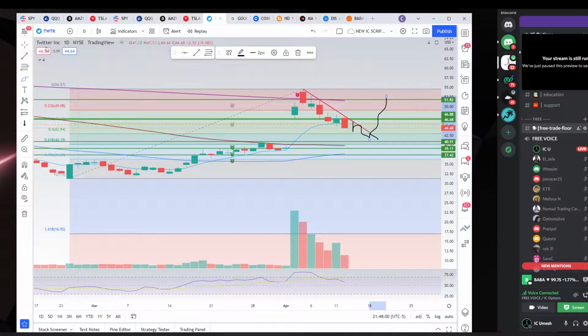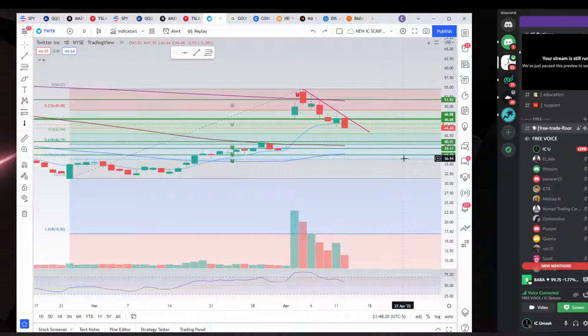So definitely worth keeping an eye on this one and setting your alerts. Above 47, this might not even fill the gap and just start moving up again. Alright, I already have my alerts set on this one. So if you guys want to go ahead and do it, go ahead.